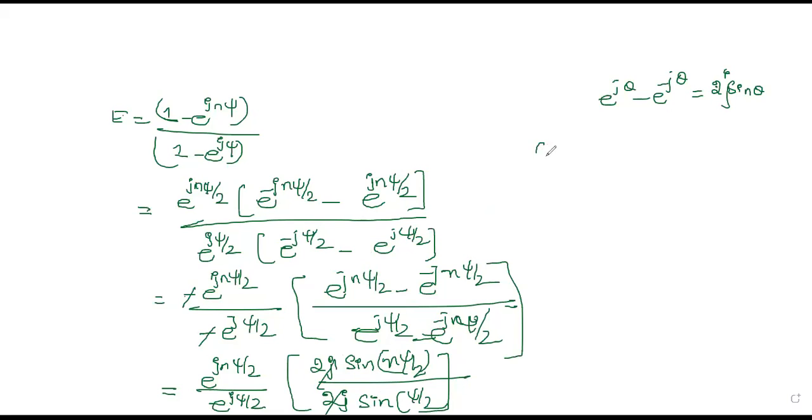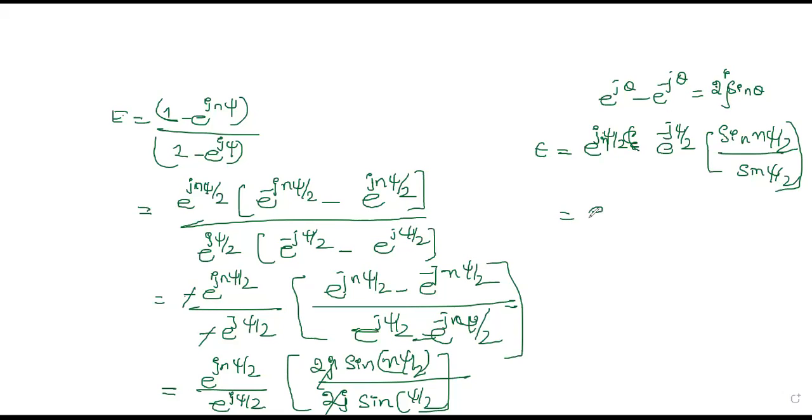You will be left with E is equal to e to the power j psi by 2. I'll bring the denominator to the numerator. So actually you will have e to the power n psi by 2, e to the power minus j psi by 2. And this term will be sine n psi by 2 divided by sine psi by 2.